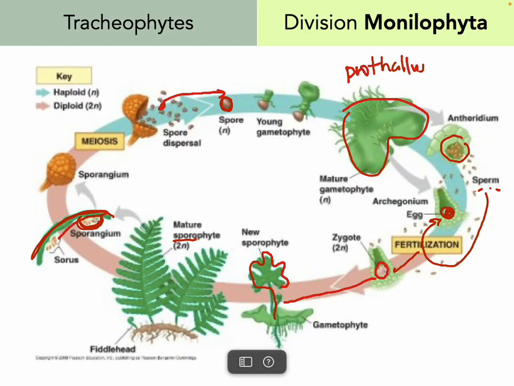And this is homospore, right? All the spores do the same thing. They produce a little heart shape. The heart shape produces egg and sperm. They fertilize. They make a new sporophyte. The sporophyte makes sporangium underneath the leaf. Releases spores. Spores become gametophyte again.